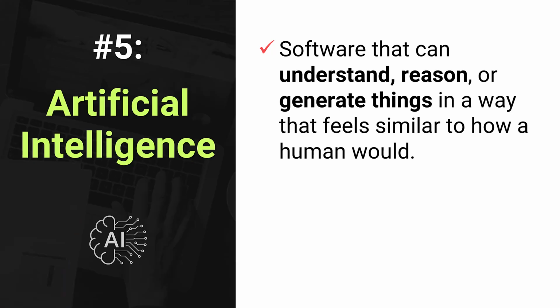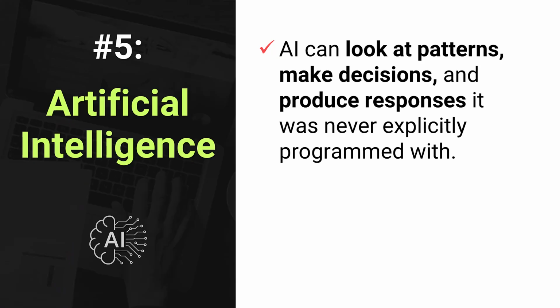Well, AI is basically software that can understand, reason, or generate things in a way that feels similar to how a human would. Traditional software follows fixed rules. If you click this, it does that. AI can look at patterns or make decisions and produce responses it was never explicitly programmed with. That's why it feels so much more flexible and conversational.